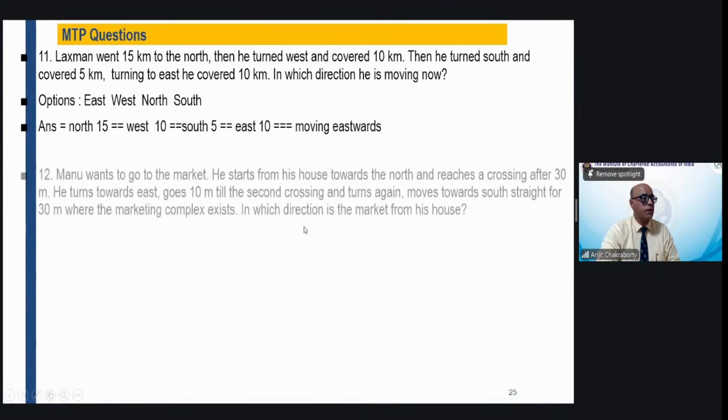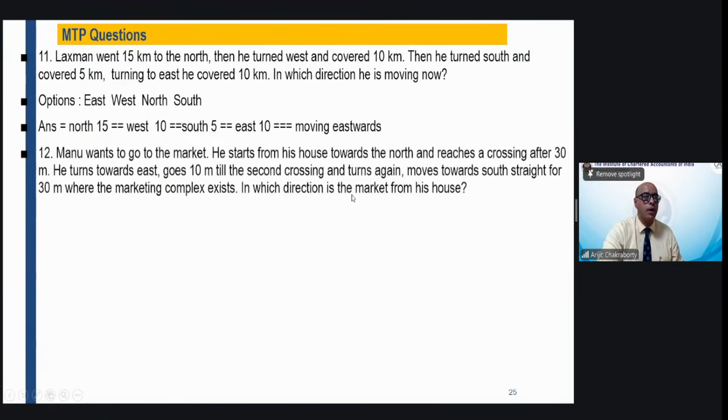Question number 12. MTP question number 12. Manu wants to go to the market. He starts from his house towards the north. Abhi north. Uttar disha mein move kar rahe. And reaches a crossing after 30 meters. Okay, chalo. We will draw it. So you're moving towards the north and crossing after 30 meters. He turns towards the east.